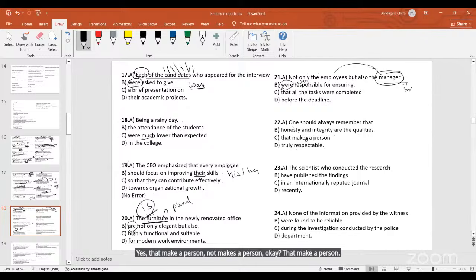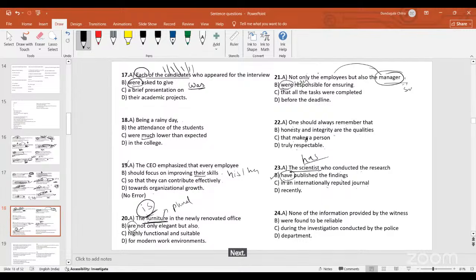The scientists who conducted the research have published the findings in an internationally reputed journal recently. Option B, sir. Yes, what's the error? Have published the findings, sir. Yes, has published. Why? Because scientist is singular, not scientists. So has. Scientist has.